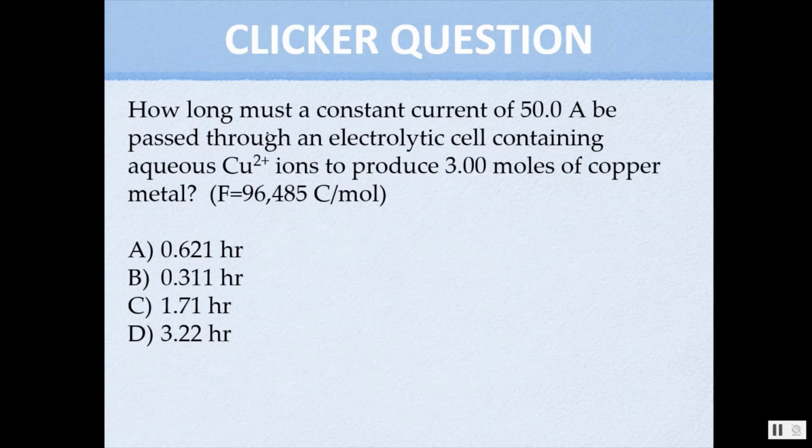Now try on your own. So you have a constant current of 50 amps, which again, an amp is a coulomb per second. That's applied to a copper solution, and we want to produce 3 moles of copper. So from my half reaction, I know that the copper 2+ has to react with 2 electrons in order to form solid copper. So I know for every 3 moles of copper, I'm going to need 6 moles of electrons.